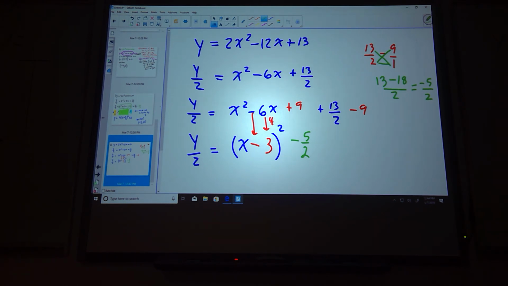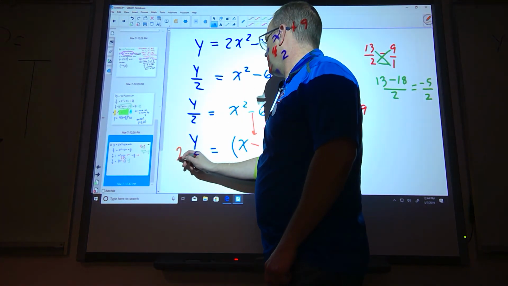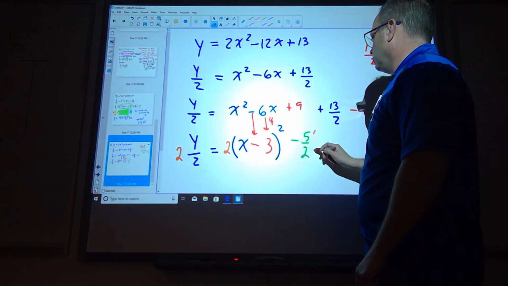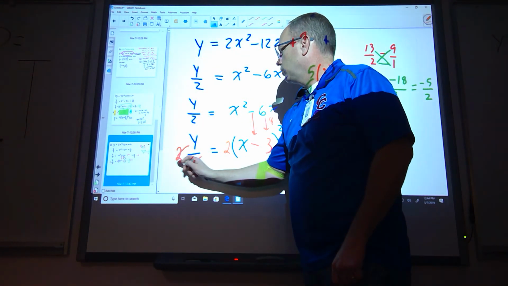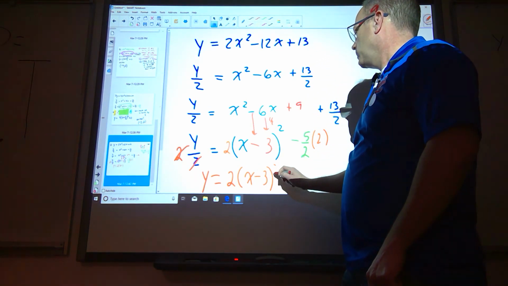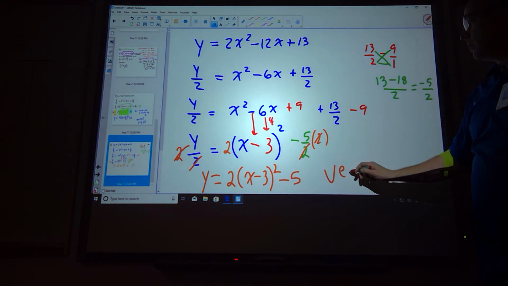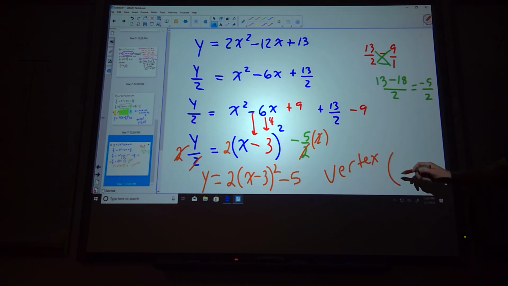I have 3 terms left, yes? What do I multiply all 3 terms by to get y all by itself? 2. Multiply that by a 2, that by a 2, and multiply that by a 2. That cancels to quantity x minus 3 squared. That cancels. Oh, look how nice that canceled. Hey, what's my vertex? Close. 3 comma -5. There you go. That's done the exact same way.